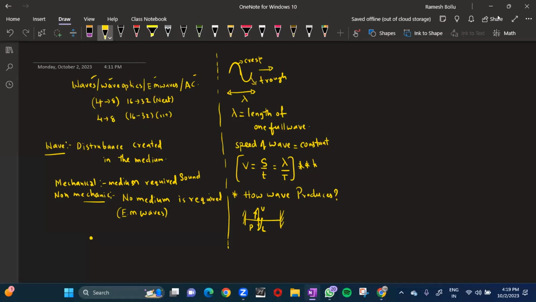Meaning, children, I told you oscillations are directly correlated with the wave. The oscillations, I mean the vibrations of the particles, are directly responsible for the production of a wave. So I can write one statement: one oscillation is exactly equal to one complete wave production, and one oscillation is equal to one complete uniform circular motion.